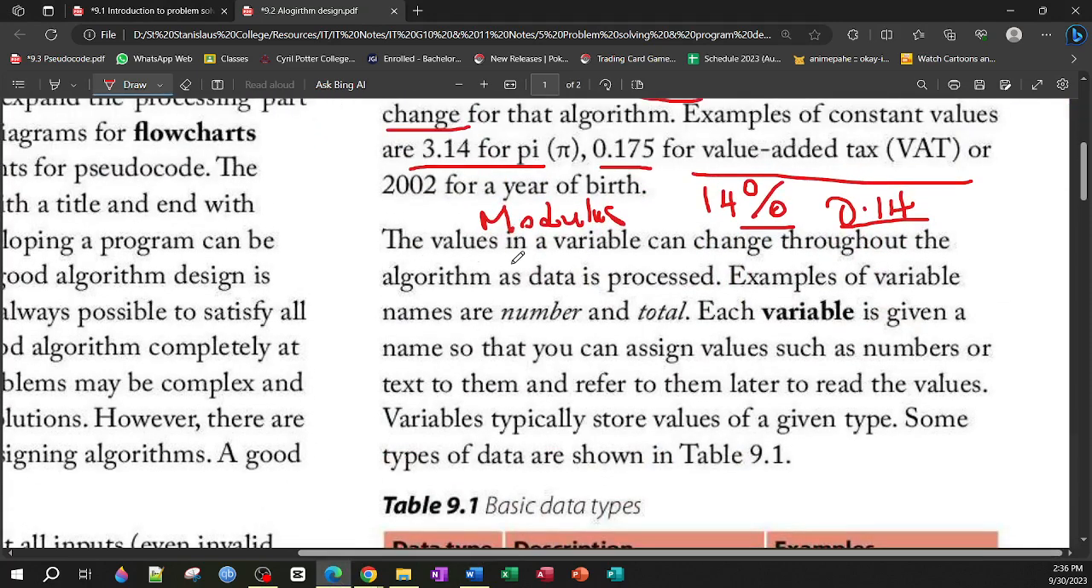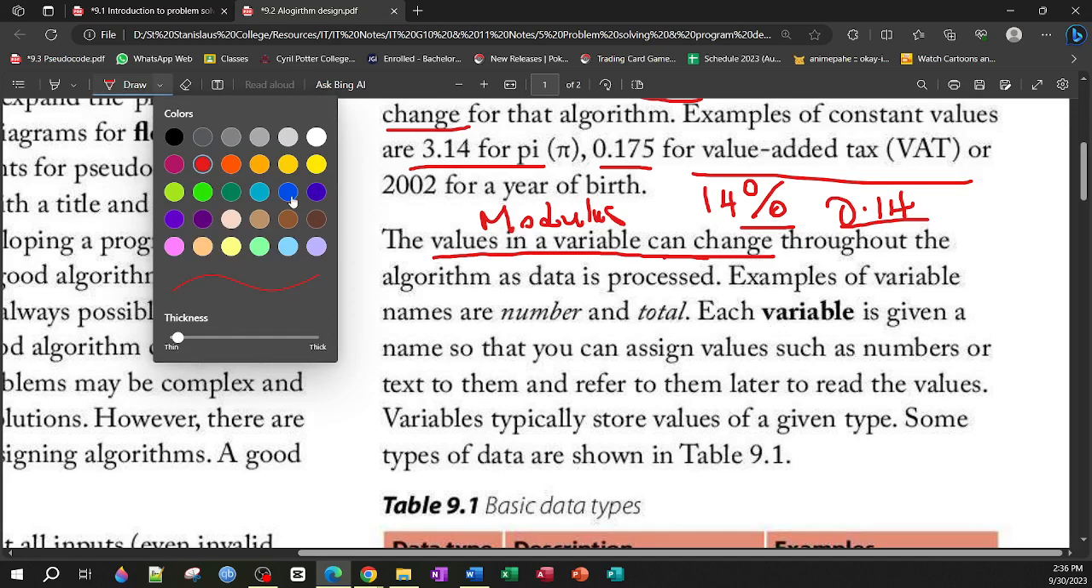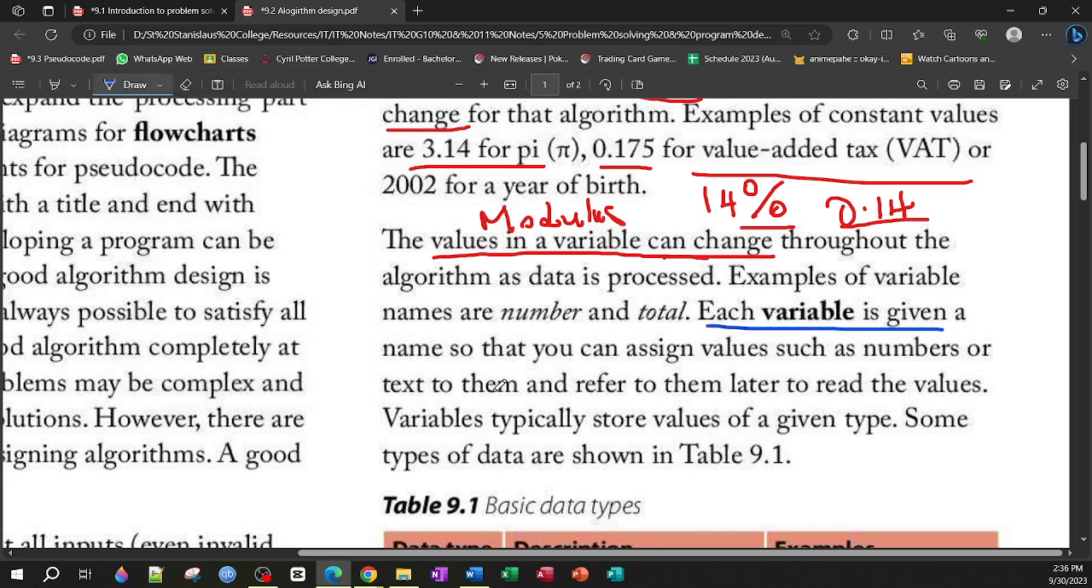Now, the values in a variable can change. As I mentioned, the value in a variable can change throughout the algorithm as data is processed. Examples of variable names are number and total. Each variable is given a name because you must identify it. Just like how in spreadsheet, each cell was given a name. Similarly, each variable is given a name so that we can identify it. So, do you think two variables can have the same name?